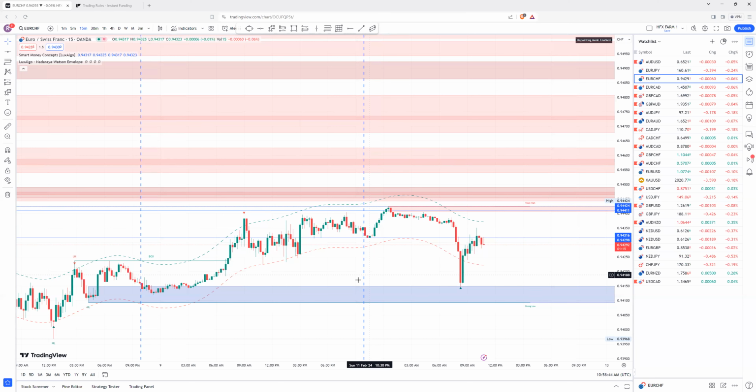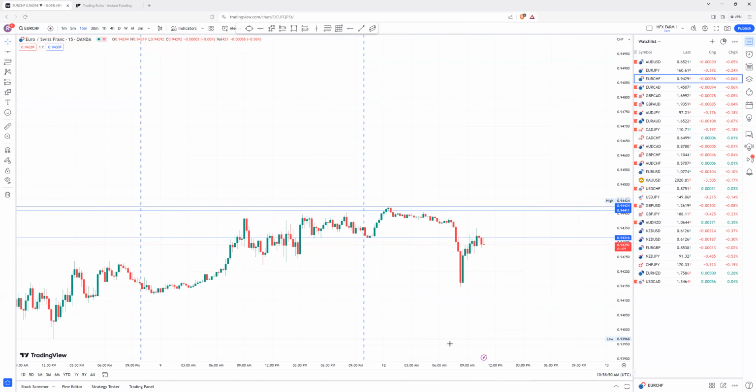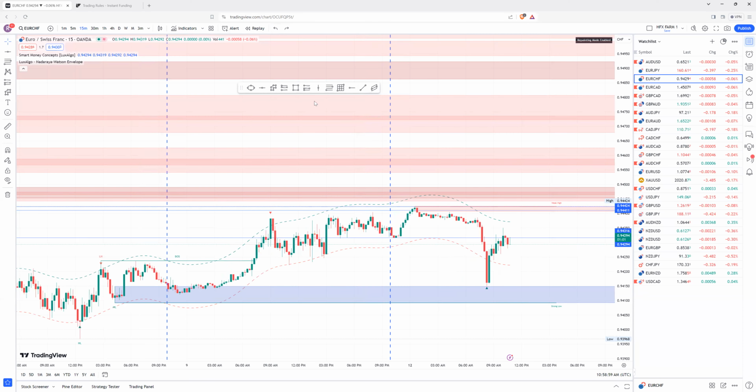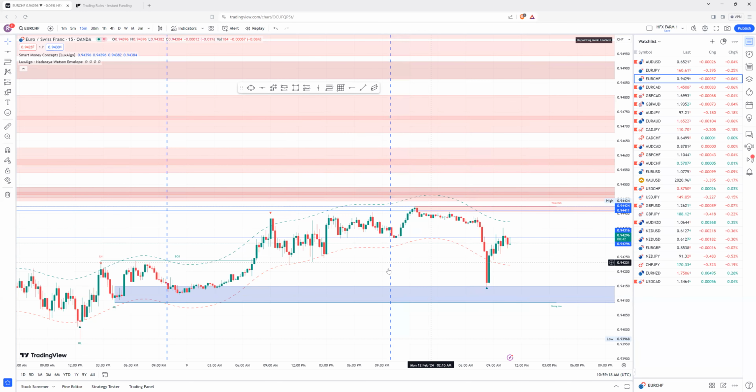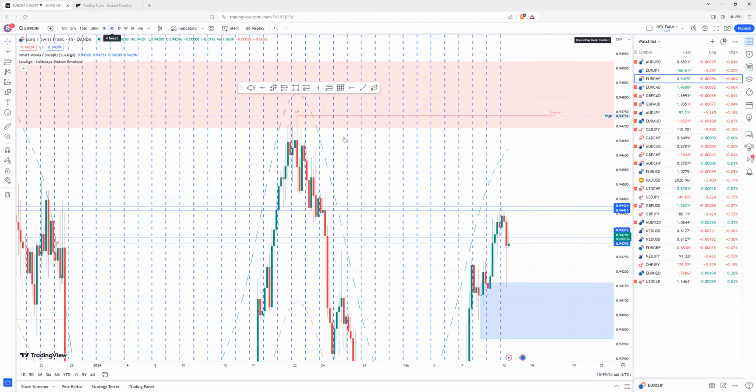You can design it the way you want. You can use the color you want and the thickness you want. Hold on, I think I just removed something. Okay, so you can use any thickness of your choice as well. So you go to settings, events, check the box, session break, choose the color you want, and also the thickness you want down here. And that's it. So now you go to 4-hour.